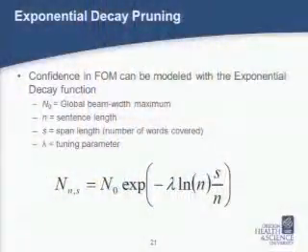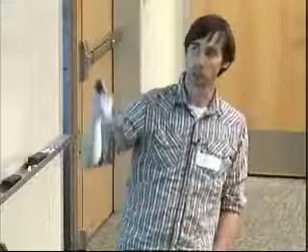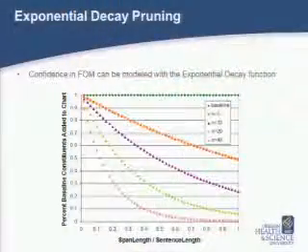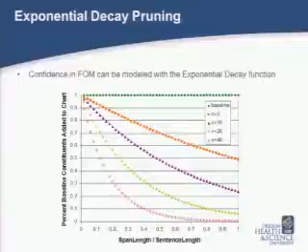So this confidence in our figure of merit can be modeled with the exponential decay function. To compute this value, you need the initial beam width. Like I said, this is the global beam width somebody might set, say 10 edges. And then that number of edges decays depending on your sentence length, on your span length, and then on a tuning parameter lambda. But instead of trying to visualize this equation, here's an example.